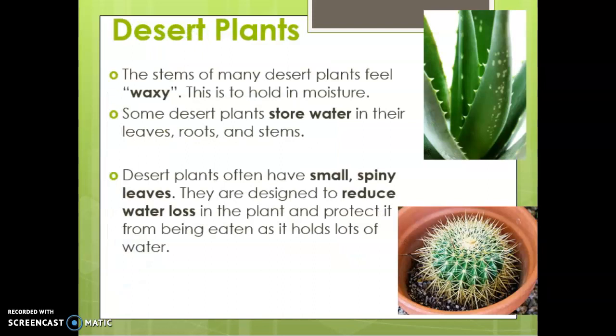The stems of many desert plants feel waxy. This is to hold in moisture. Some desert plants store water in their leaves, their roots, and their stems. Desert plants often have small, spiny leaves. They are designed to reduce water loss in the plant and protect it from being eaten as it holds lots of water.